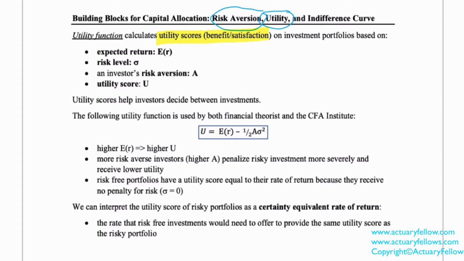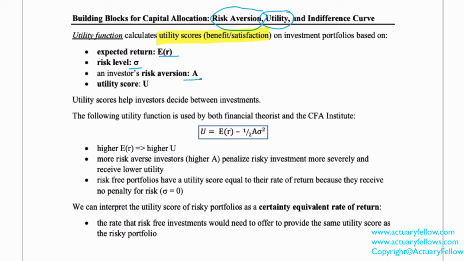Utility function calculates utility based on three parameters: expected return of the investment, the risk level measured by standard deviation, and investors' risk aversion denoted by A. Utility scores help investors decide between investments. Investors would pick an investment that offers the highest utility possible.